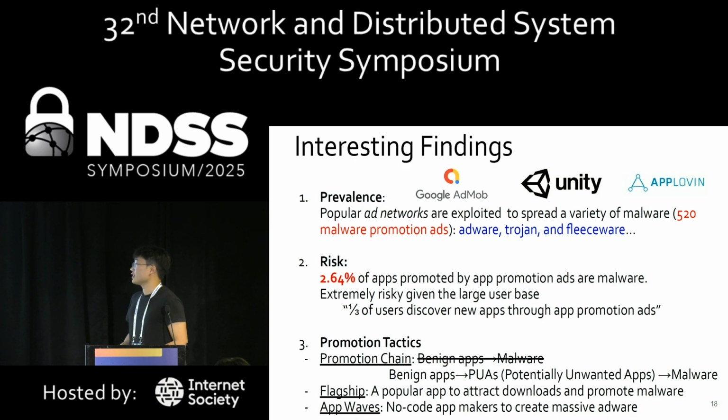We also find the promotion tactics exploited by developers to promote malware. For example, promotion chains. Malware is not usually promoted by benign apps. It is actually promoted through some middleware, which we call potentially unwanted apps, PUAs. Developers will also craft a flagship app, a very high quality and popular app. They upload it to the app store, and it attracts a lot of downloads, and developers use those flagship apps to promote their other, less popular malware. They also exploit no-code app makers to create a massive number of adware apps and storm the app market to promote malware.